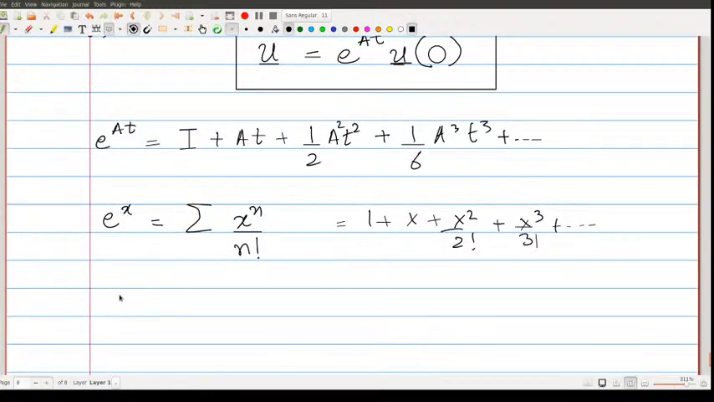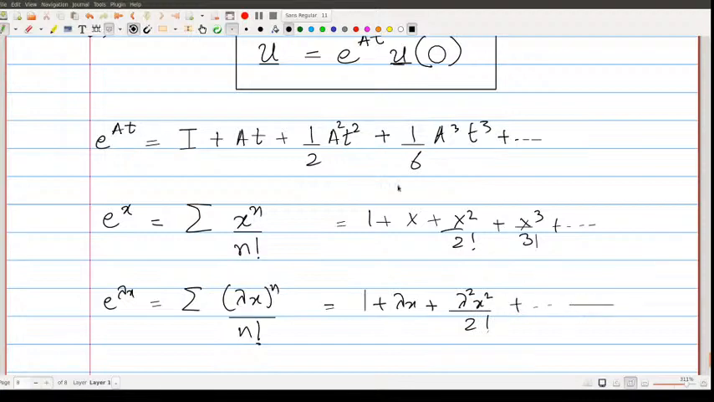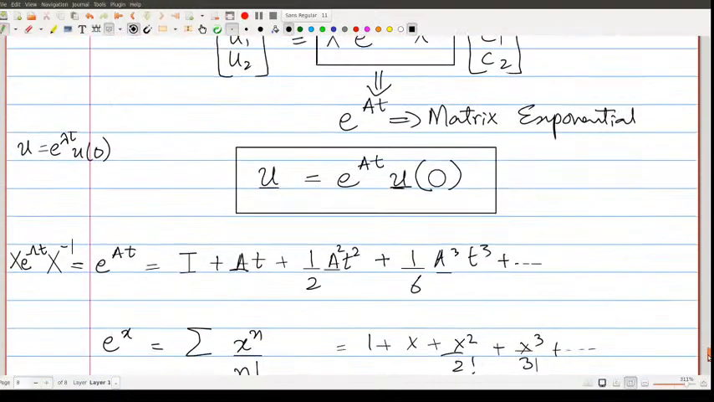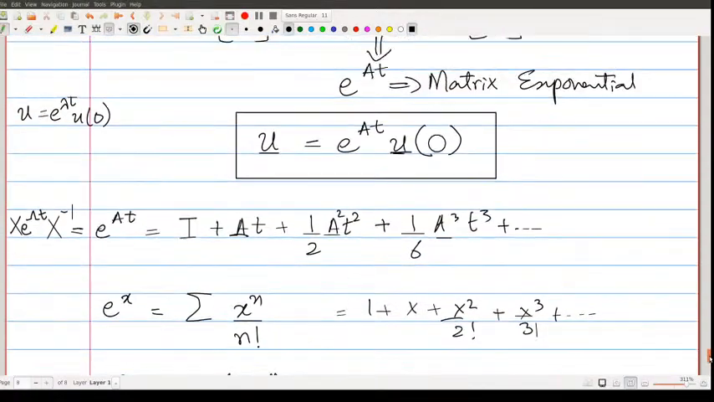You can put an entry here, e to the lambda x, which will be the summation of (lambda x) to the n upon n factorial, giving us 1 plus lambda x plus lambda squared x squared upon 2 factorial plus so on. But notice that these are numbers here, while this is a matrix. If you want to do this infinite expansion, you will have to find infinitely many terms. But the nice thing is that if it's diagonalizable, you can easily write this as x e to the lambda t x inverse, right?